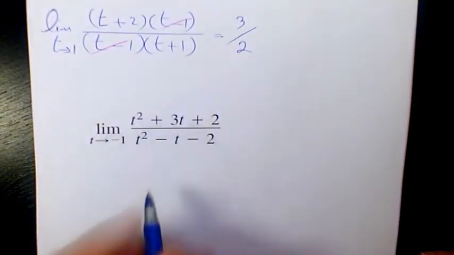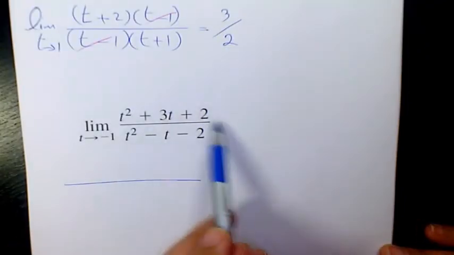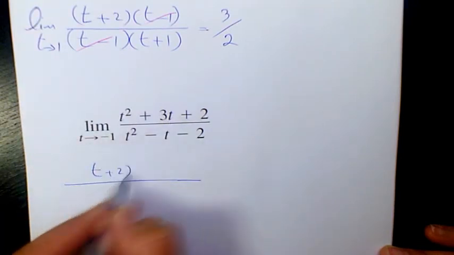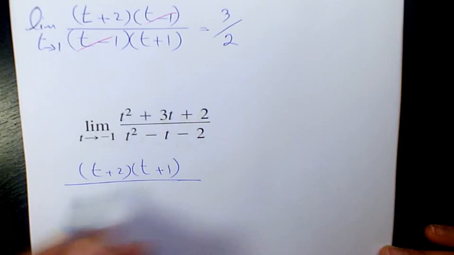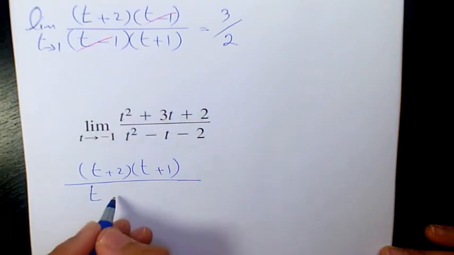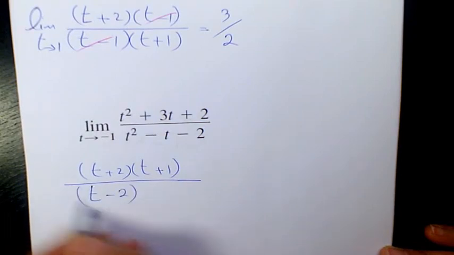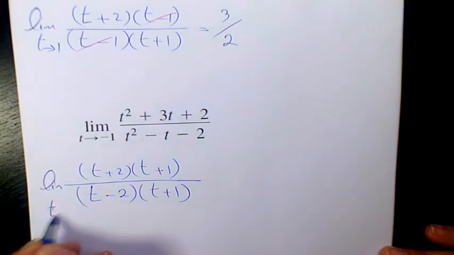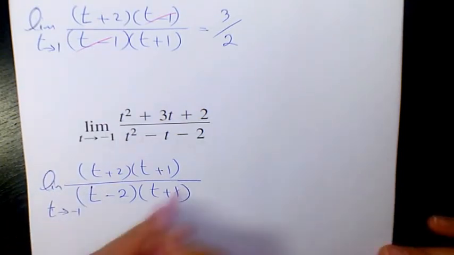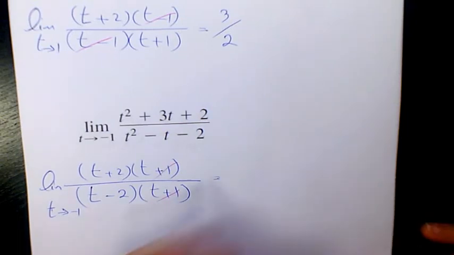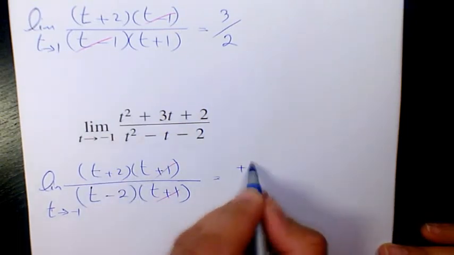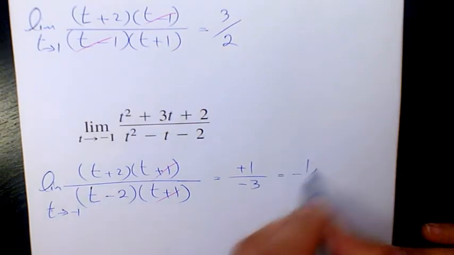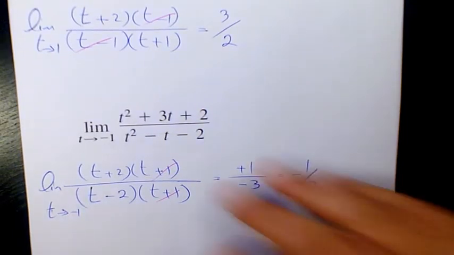Next one, again, let's factor it. Multiply to 2, add to 3. It's going to be t plus 2 times t plus 1 divided by t minus 2 times t plus 1. That's the limit when t approaches negative 1. These two cancel out. t plus 2 is going to be plus 1, negative 1 and negative 2 is going to be negative 3. So it's going to be negative 1 over 3.